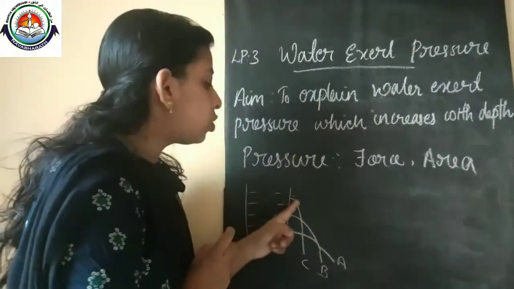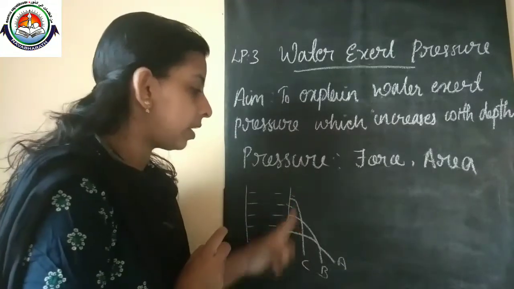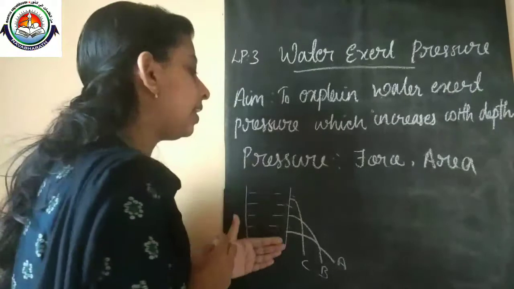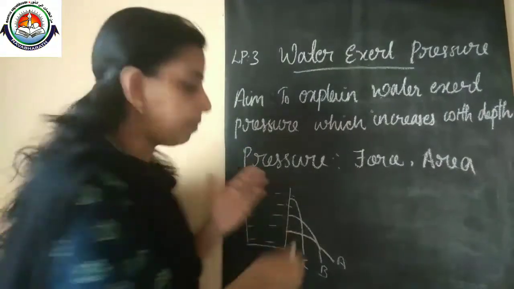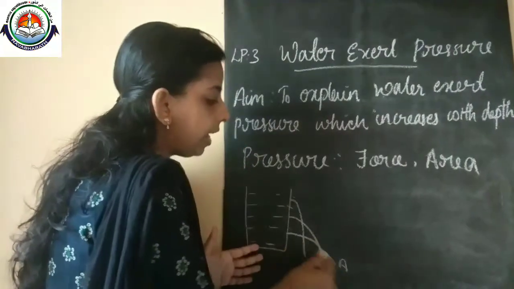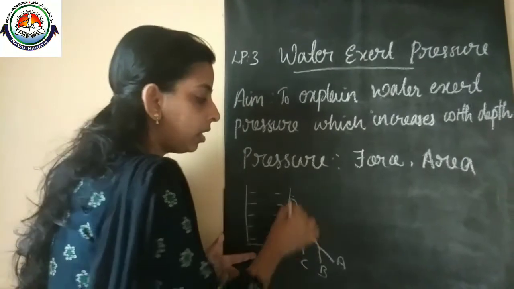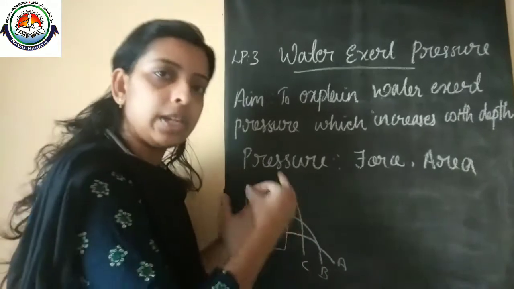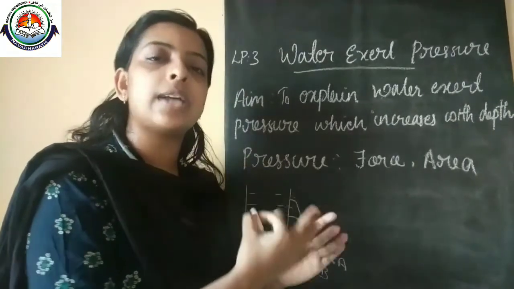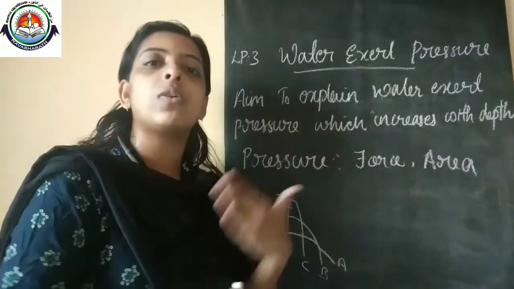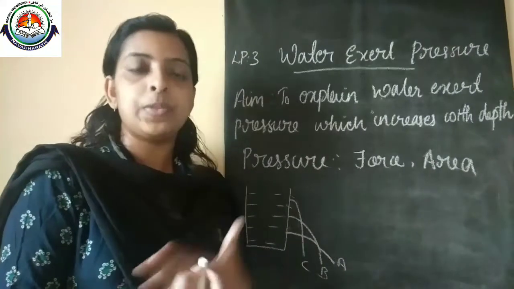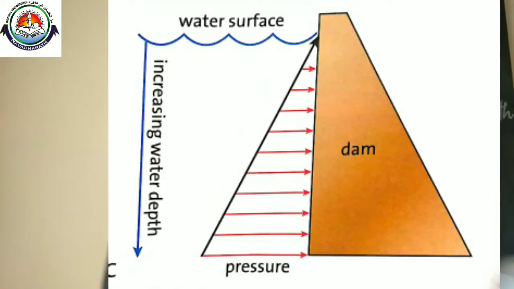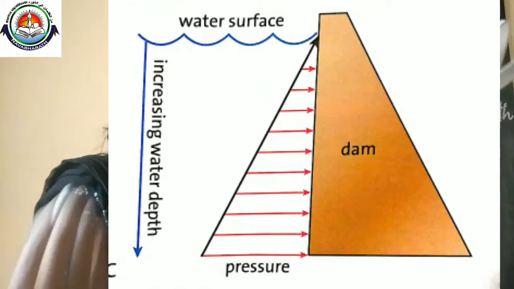And at the top what will happen? The pressure decreases, so the water comes out with less force. So we can say that A is at a higher depth. The upper parts are at the top level, and toward the bottom the depth increases. When the depth increases, what will happen? Pressure also increases. That means the pressure increases with depth.